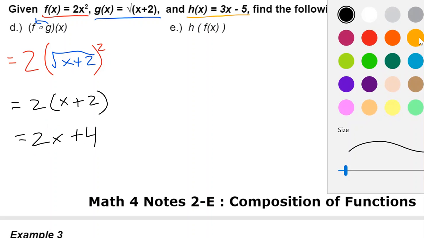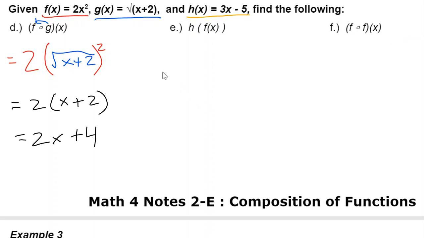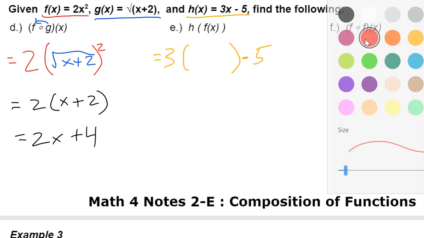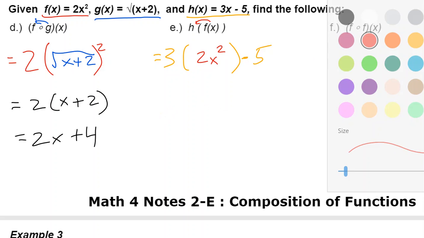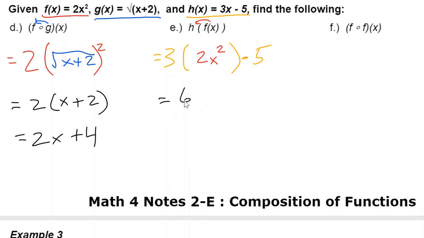Now, for the second one, for E here, H goes on the outside, which means that we're going to have 3 times some sort of X minus 5. And we're going to stuff an F of X inside of that, like that. 3x minus 5 becomes 3 times this minus 5. We're going to stuff F of X inside of H. Well, by the time that we finish distributing, we get 6x squared minus 5, and we can't simplify any further.